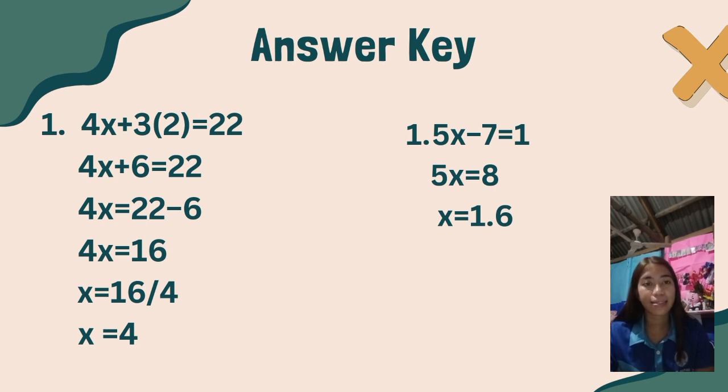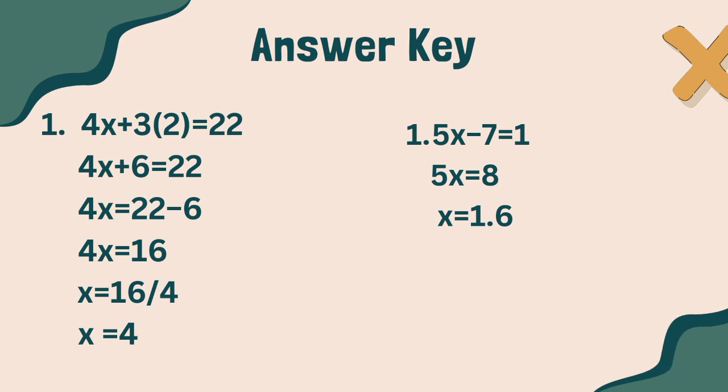And then we are going to solve for x. So 4x, we need to transfer positive 6. It will become negative 6 on the other side. So that would be 4x equals 22 minus 6, and 22 minus 6 is 16. So now 4x equals 16. Then we are going to divide both sides by 4. So 4x divided by 4, and on the other side, 16 divided by 4. Cancel 4x, it will become x equals 16 divided by 4, that is 4. So the answer is x equals 4.